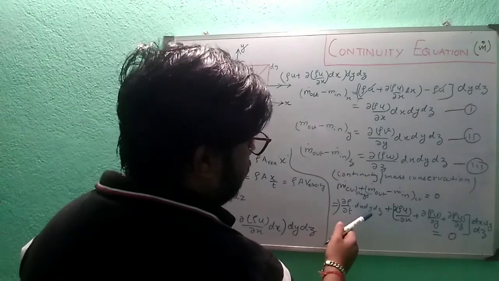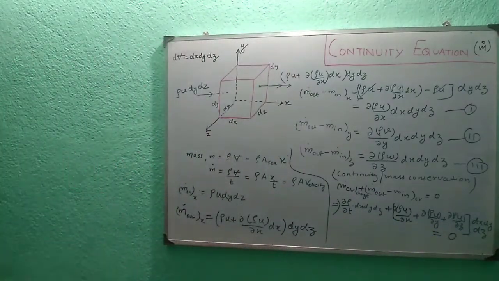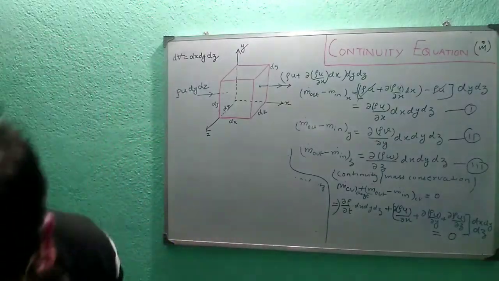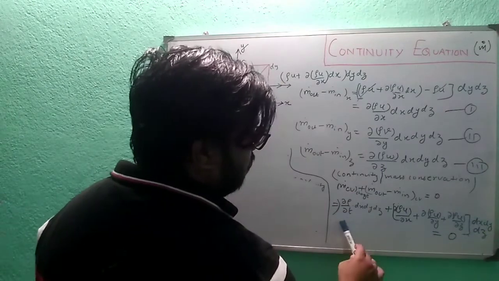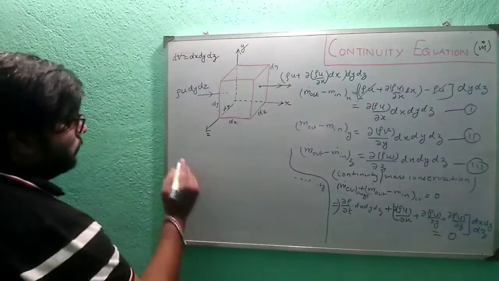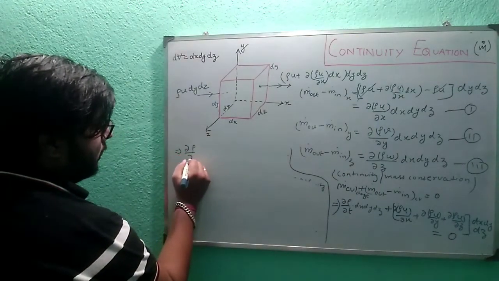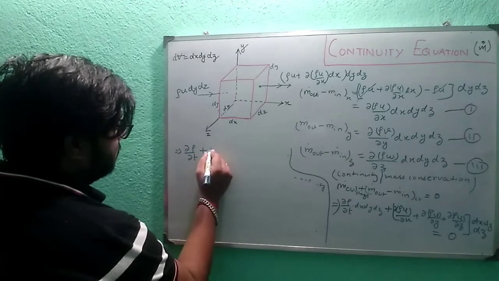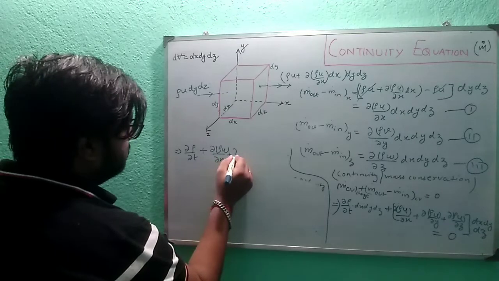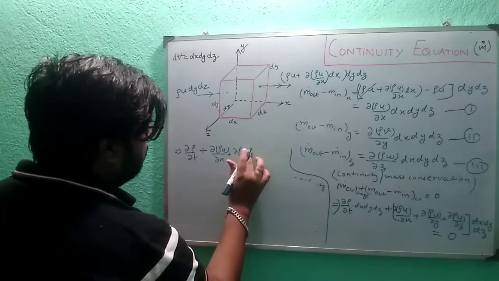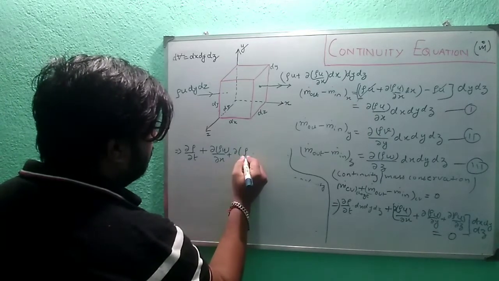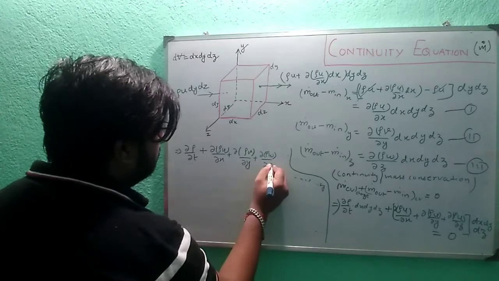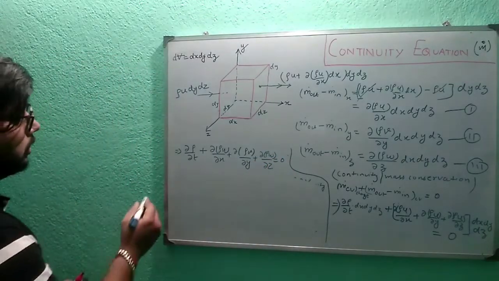Now if we take dx dy dz common from the first term and the second term, then we will have del rho by del t plus del rho u by del x plus del rho v by del y plus del rho w by del z equals 0. So this is my continuity equation.